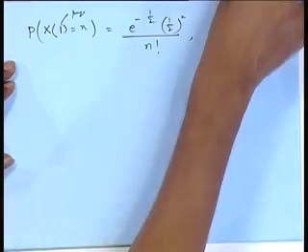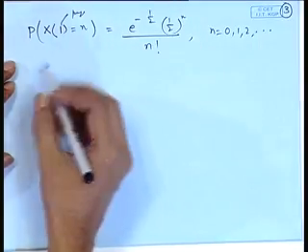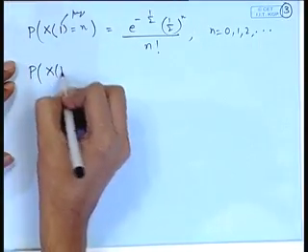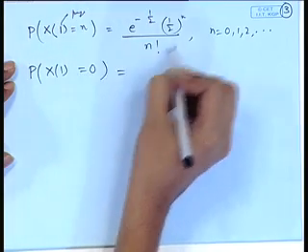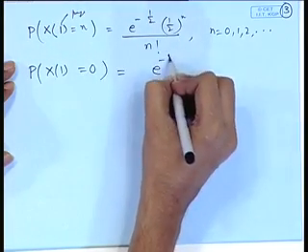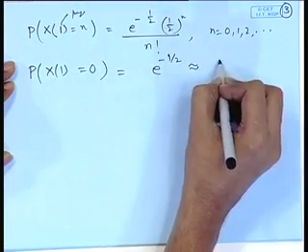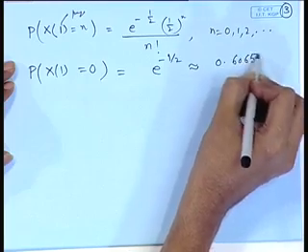What is the probability that a page has no errors? That means we want probability of X1 is equal to 0. According to this formula, it will be e to the power minus 1 by 2, which is approximately 0.6065.